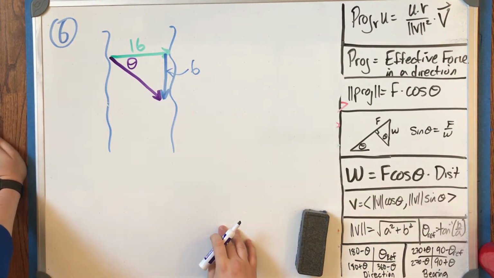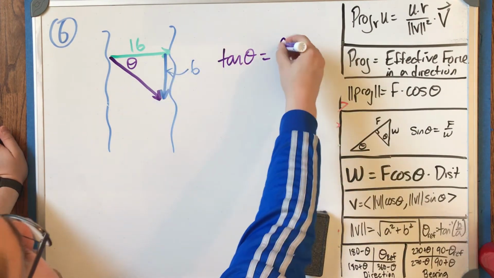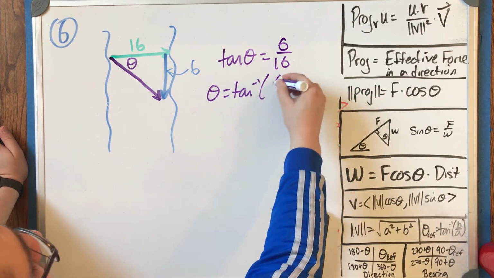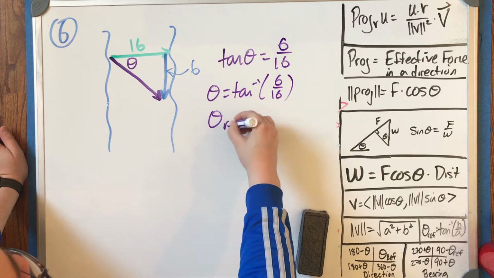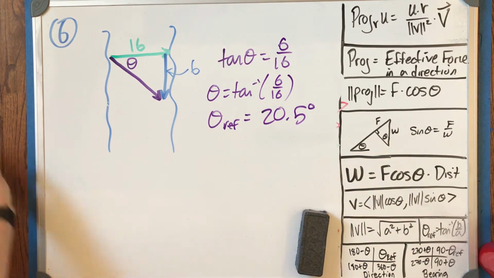Okay, so straightforward, I'm just going to say tangent theta equals 6 over 16. So theta is going to equal tan inverse of 6 over 16. And I'm going to get this as a little reference angle right here, 20.5 degrees. And I'm going to say that's the answer.